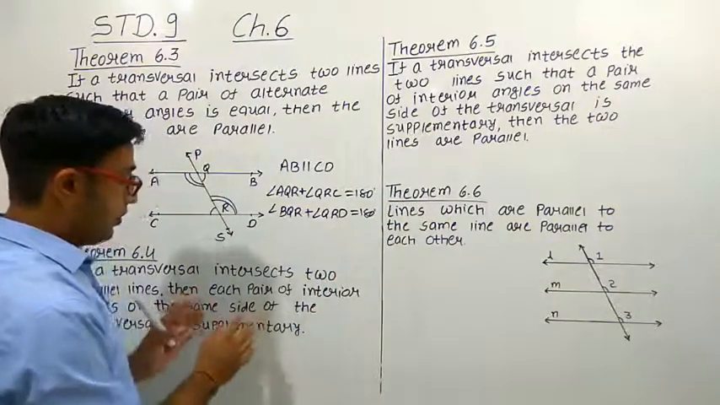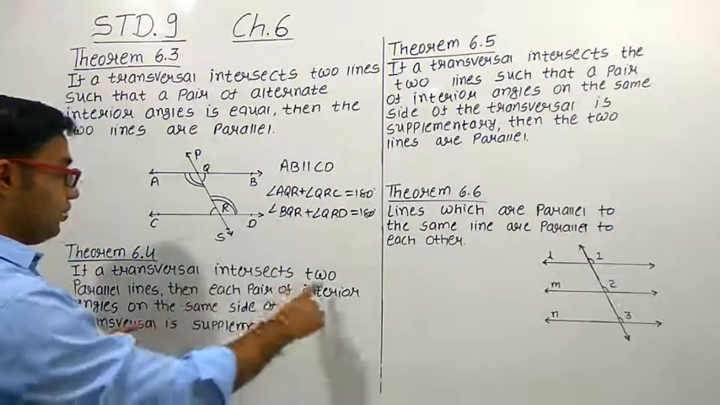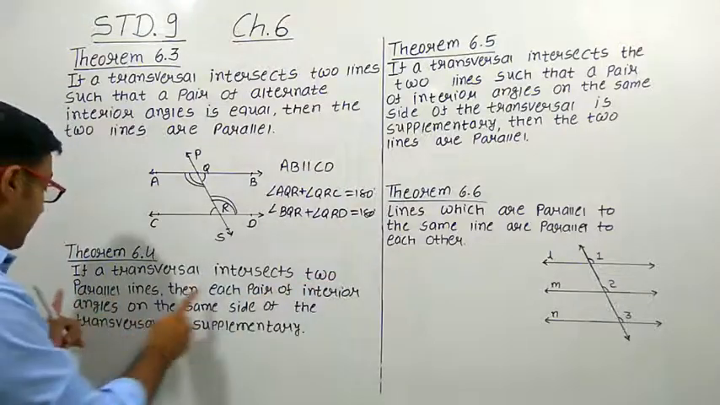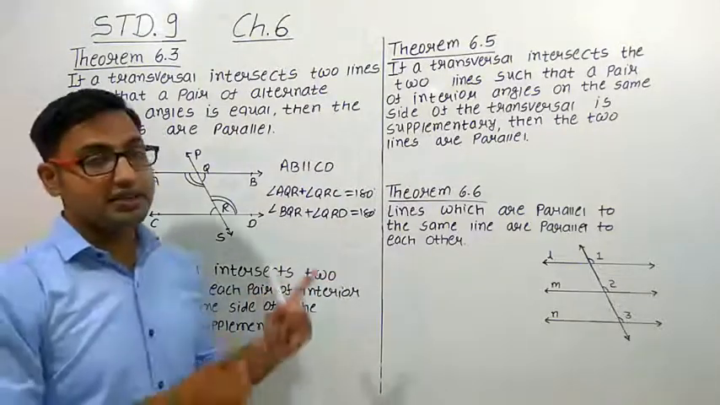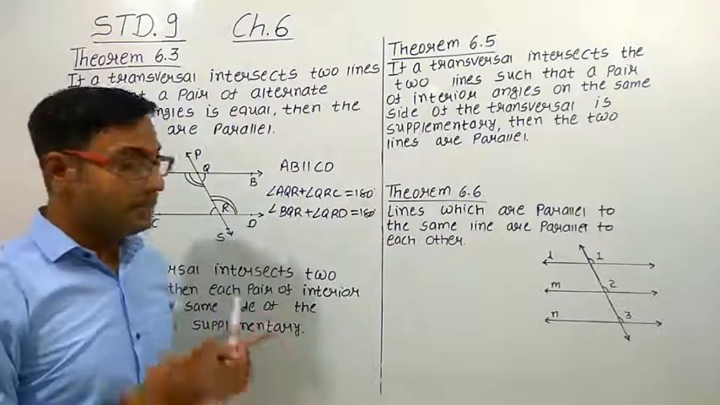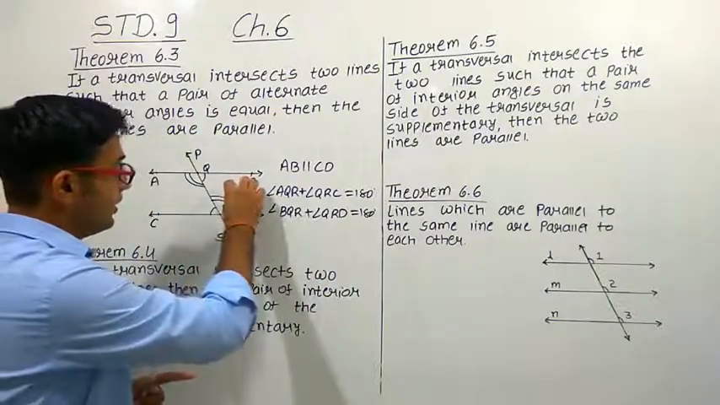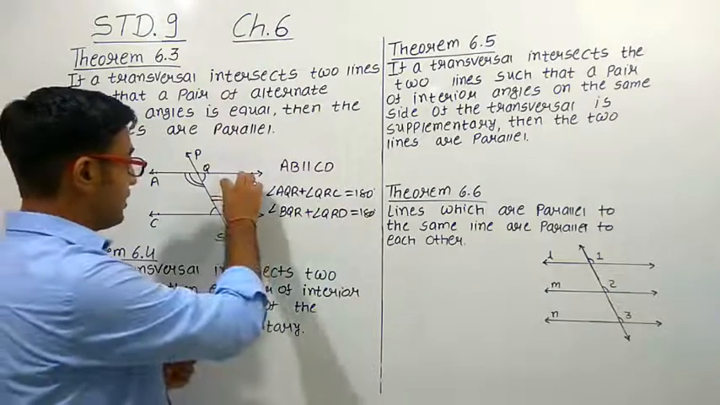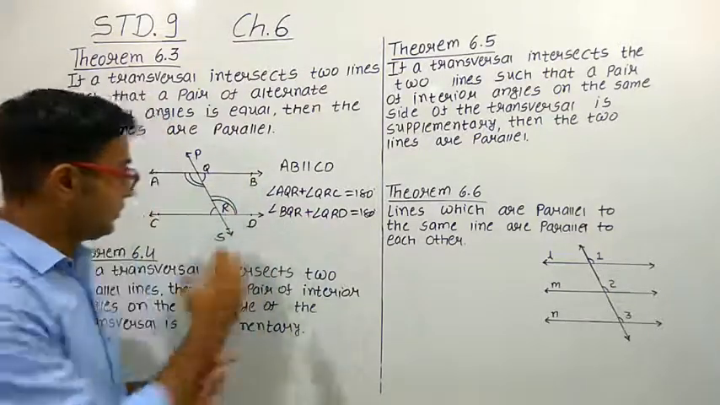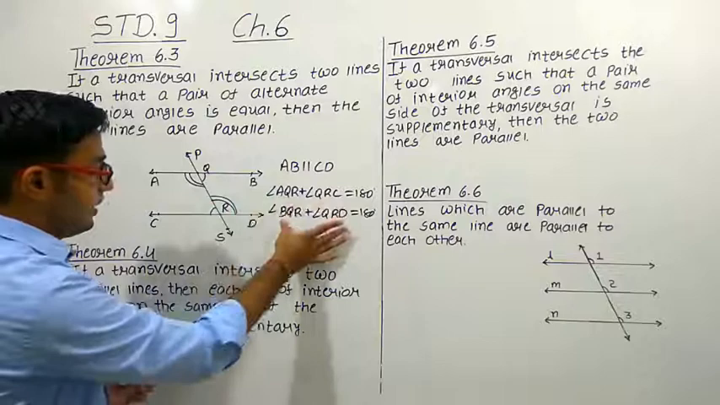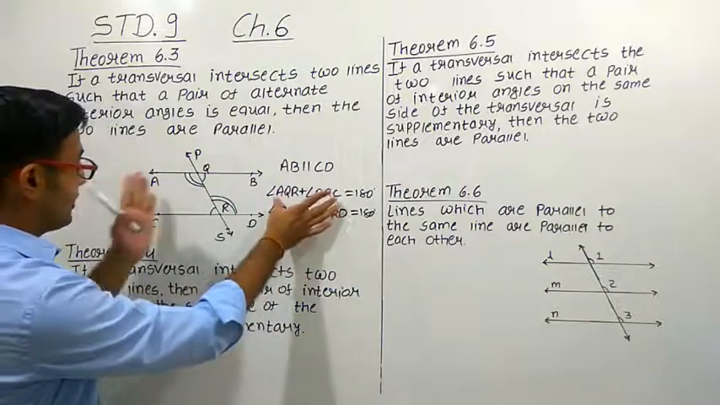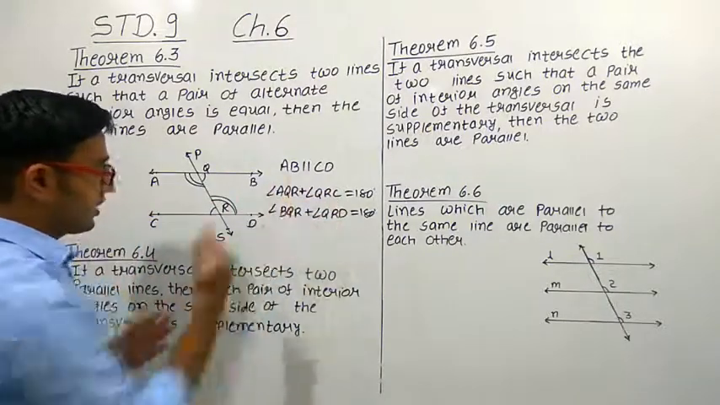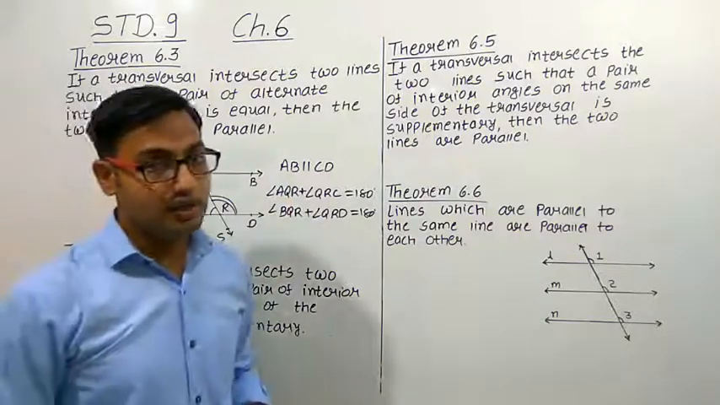In this theorem, we are given two parallel lines and a transversal intersecting them, then both these angles become supplementary. We can call these two angles co-interior angles: these are the right hand side co-interior angles, and these are the left hand side co-interior angles.